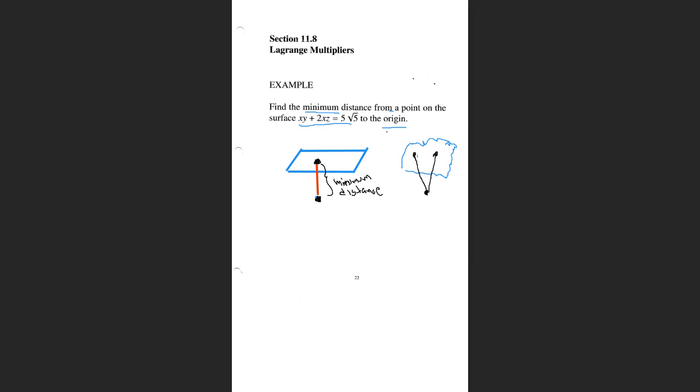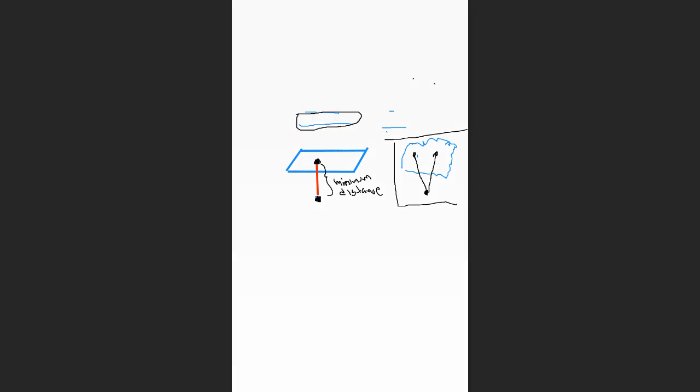So what we're trying to do is minimize the distance. The distance function is what you're trying to minimize, from the origin to a point on the surface. In other words, the restriction is that the points that you're looking for have to be on the surface. So let's go ahead and look at how we do this problem.